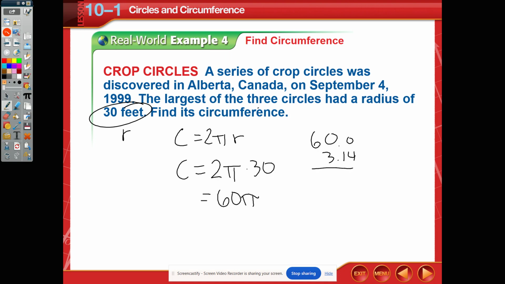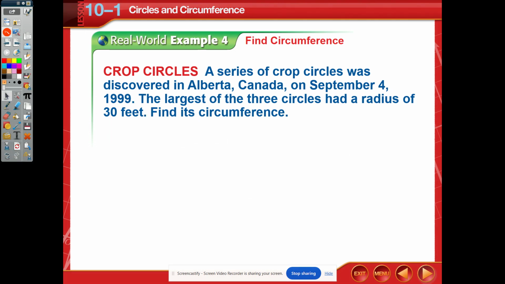180, 180 something. No. I don't have it. 186 maybe? 187? Let's do 60 pi on the calculator. 60 pi, 188. 188.5 roughly it rounds to.